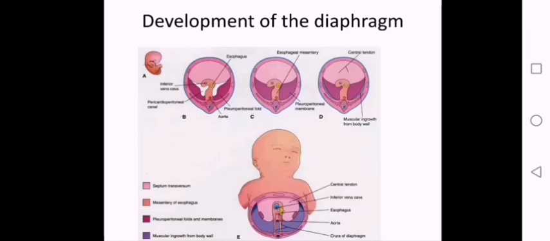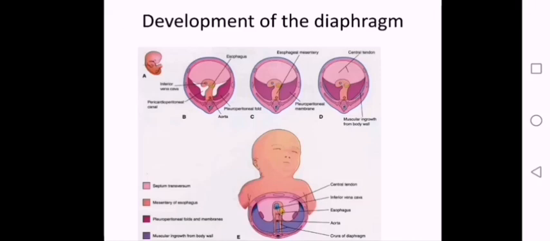Again, these folds project into the pericardio-peritoneal canals. This space here, the white space, is called the pericardio-peritoneal canals, and these canals become obliterated, or their size diminishes, because of the gradual growth of folds called pleuroperitoneal membranes.